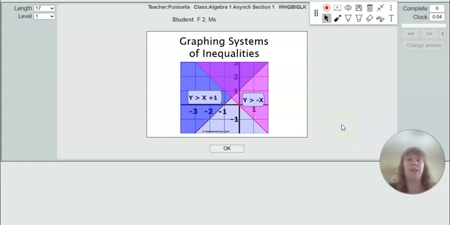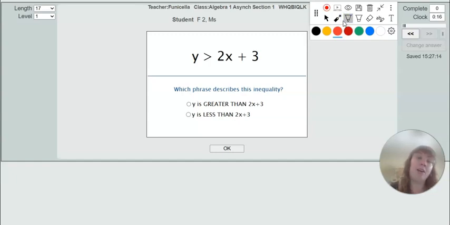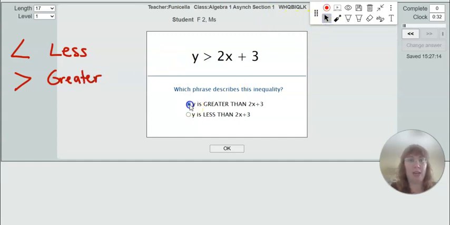So we're going to work on graphing systems of inequalities. Hit OK. Our first one says, which phrase describes this inequality? Y is greater than 2x plus 3 or y is less than 2x plus 3. Remember with your symbols, this one looks like an L kind of. That is our less than. When it's flipped the other direction, that's our greater. So for this question, it is greater than 2x plus 3, and then click OK.